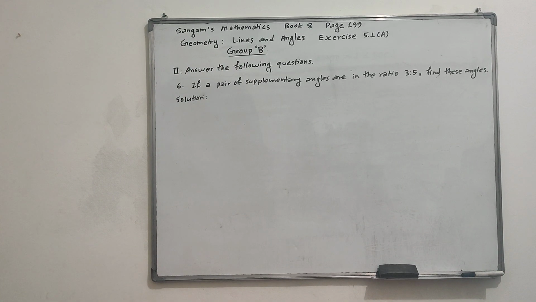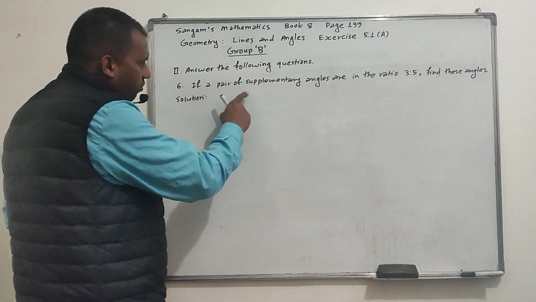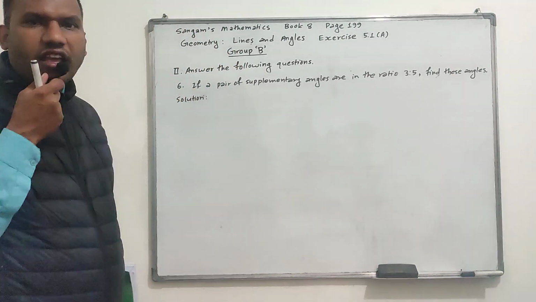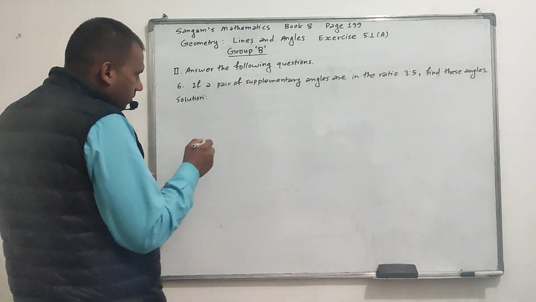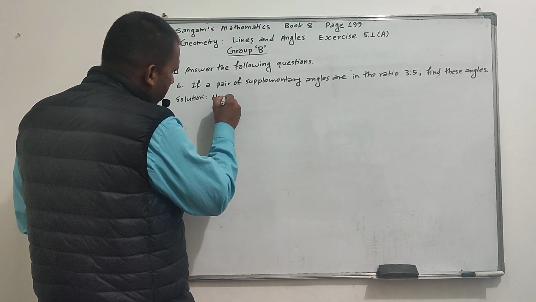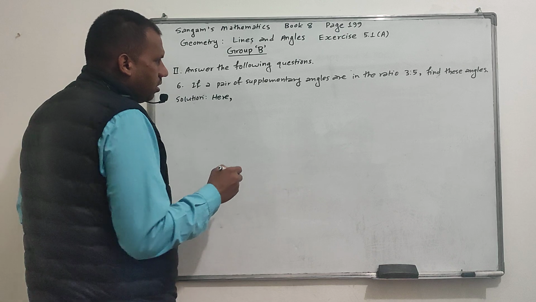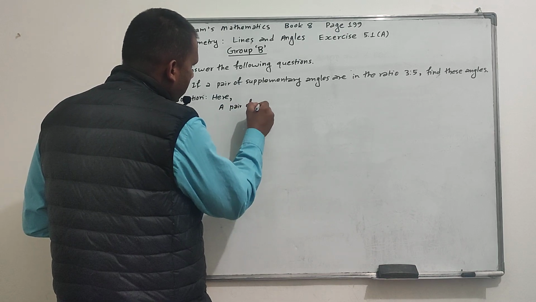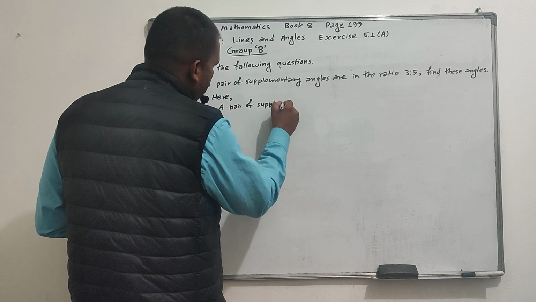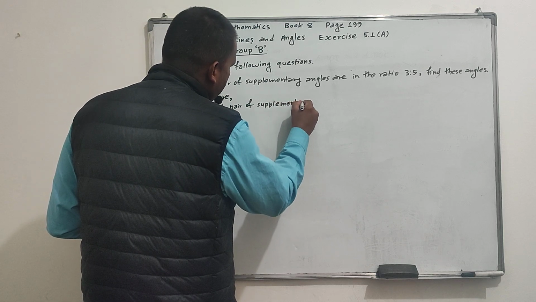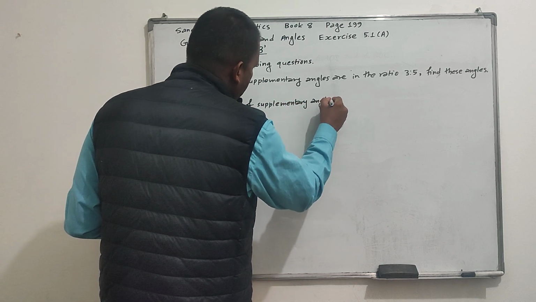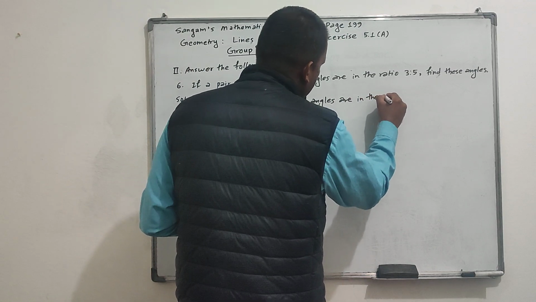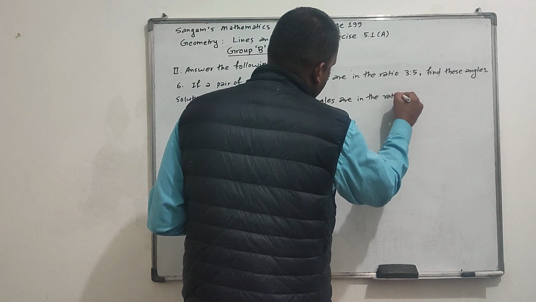Okay, students, now question number 6. If a pair of supplementary angles are in the ratio 3:5, find these angles. So here a pair of supplementary angles are in the ratio 3:5.